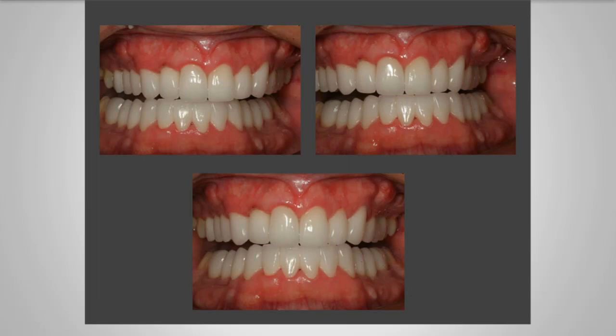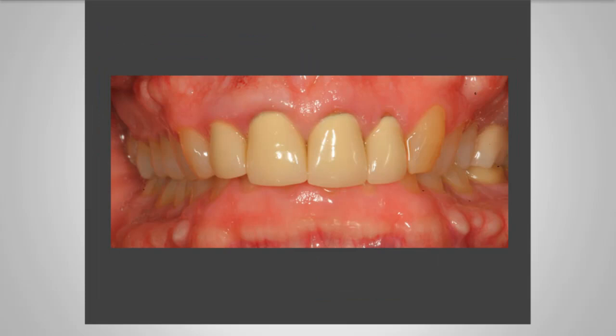Now, you saw the wear on this patient initially, and people always ask me when I discuss this case and I show this case, well, did you give the patient a night guard? You saw that wear. Did you give him an occlusal guard? I give all these patients occlusal guards. They're insurance for me, not for the patient.